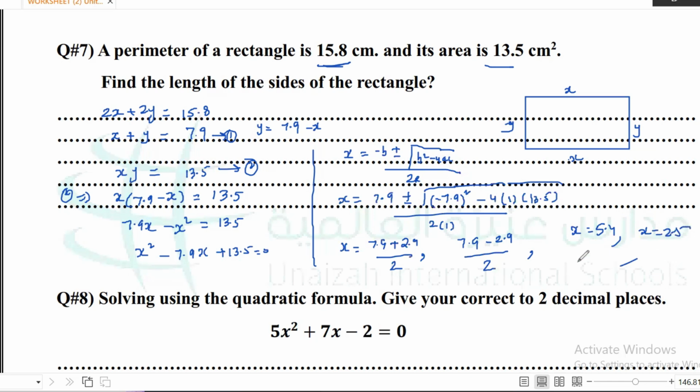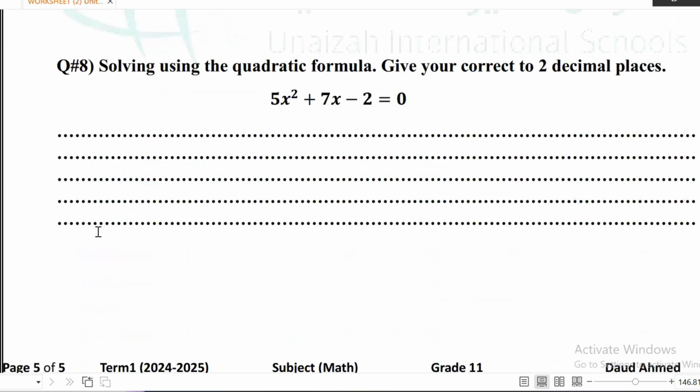So when x is 5.4, what is the value of y? y is equal to 7.9 minus 5.4, which is equal to 2.5. So in this way, you can find the other value as well. I hope it is clear. Next, solving with the quadratic equation or quadratic formula: give your answer to two decimal places.